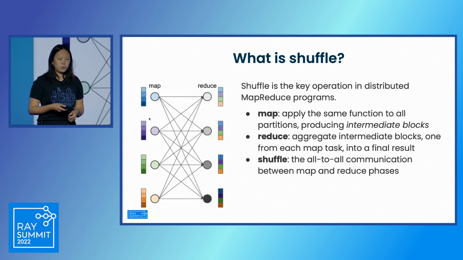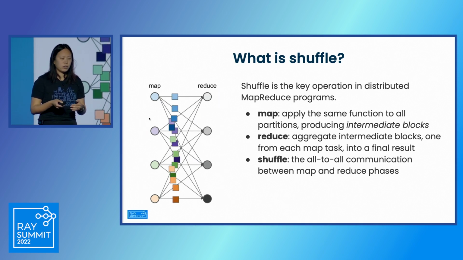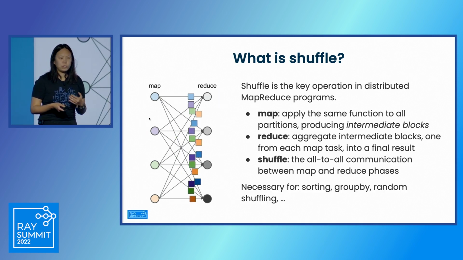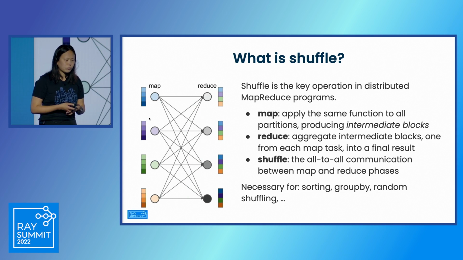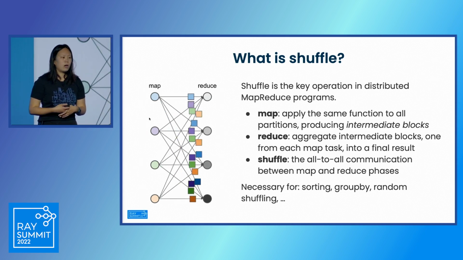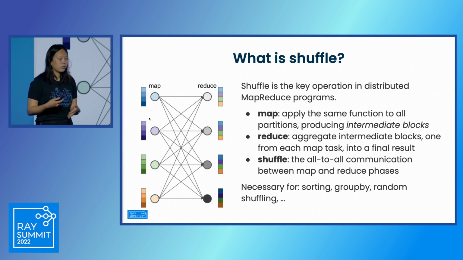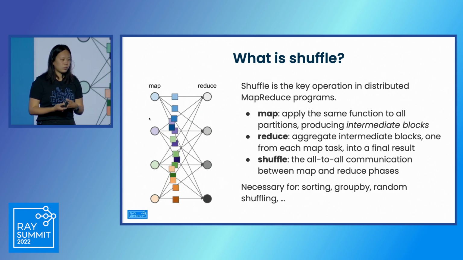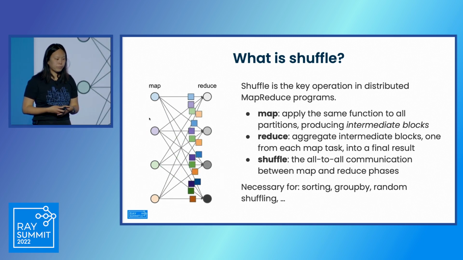One thing I just want to note here is that this is different from randomly shuffling the data set, which we showed in the earlier example. The shuffle that we're talking about here is actually a generic system-level operation that's used in these higher-level applications, such as random shuffling, sorting, and group by.